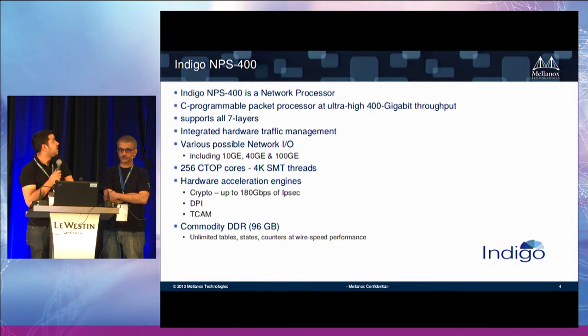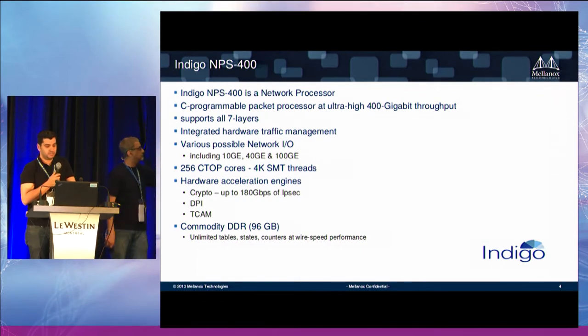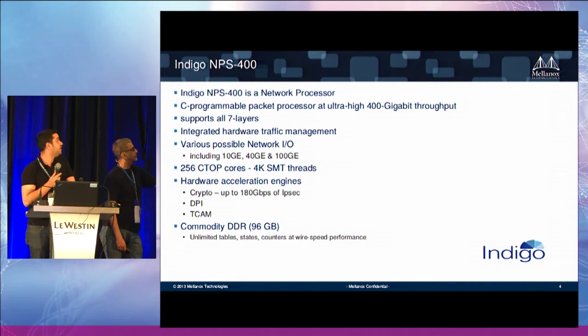So a brief introduction to the capabilities and features of the Indigo. It's a network processor. It's C programmable, which is kind of a revolution for a network processor. Until recently, it was only using assembly to write data plane applications. It can reach an ultra-high 1400 gigabit throughput. You can write data plane applications up to layer 7. It has integrated hardware traffic management, and variable network IOs: 10 gigabit Ethernet, 40 gigabit Ethernet, 100 gigabit.